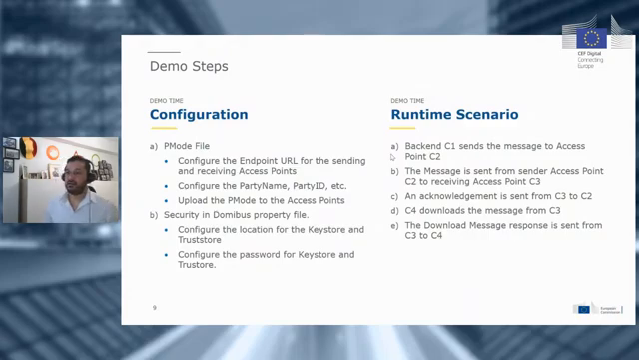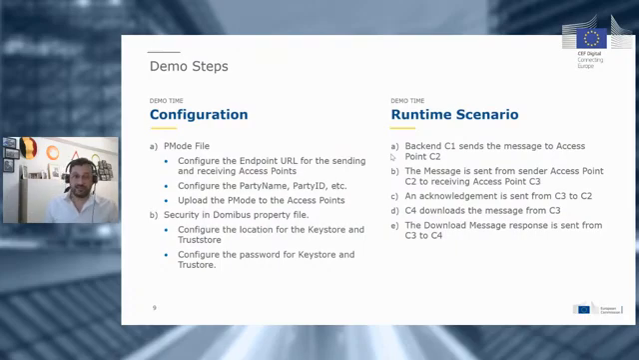Configuration. Now, whatever I say is dedicated to the Domibus access point. We have some configuration in Domibus, for example the PMode file, in which we configure the endpoint URLs for the sending and receiving access points. We configure the party names, so we identify the access points using the party names. The PMode is an XML file. Once we configure this XML file, we go ahead and upload the PMode in the admin console of Domibus.